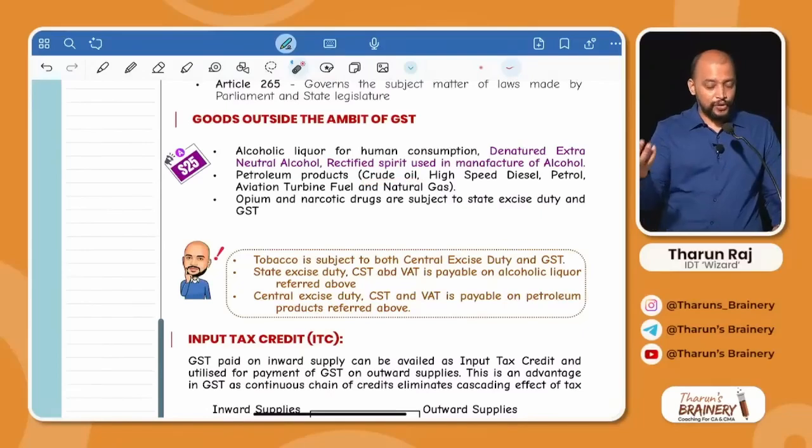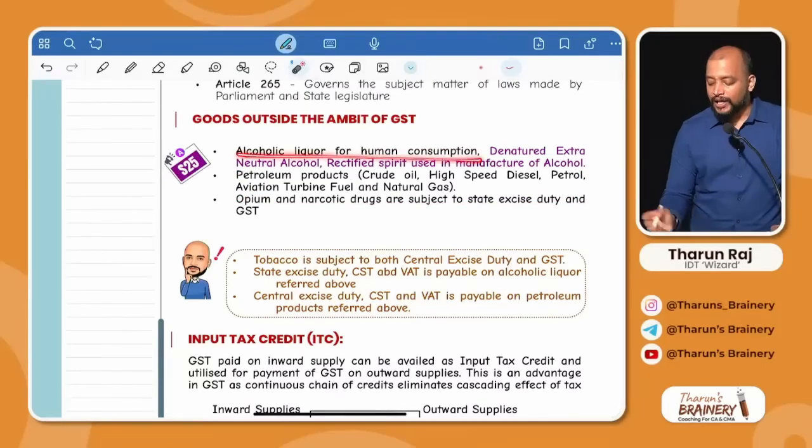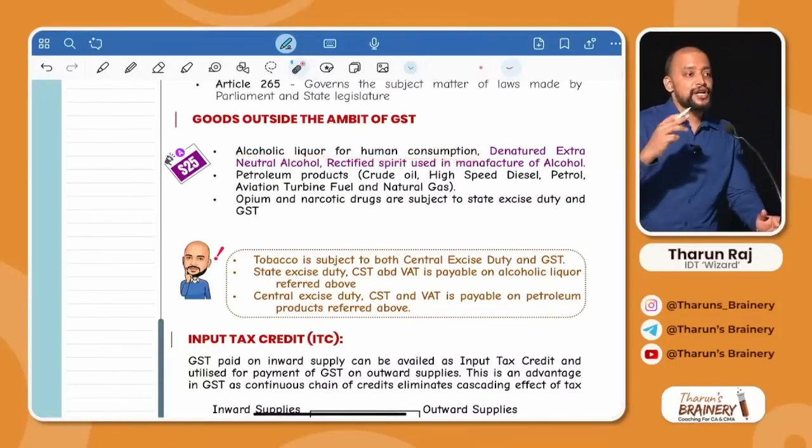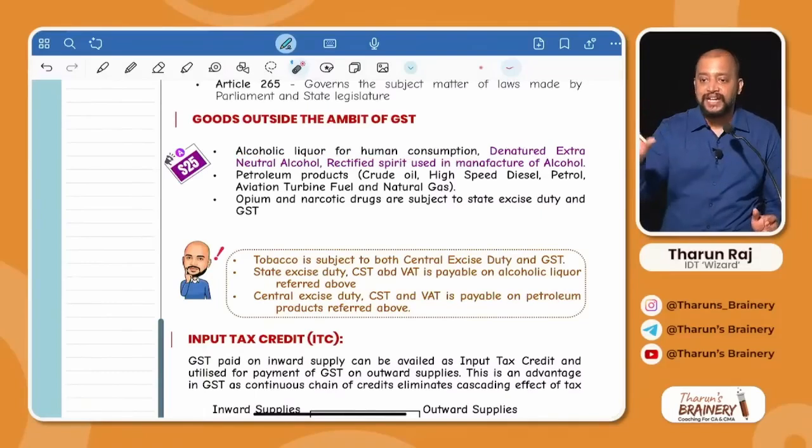Raw material, crude oil. Then aviation turbine fuel is used in flights, helicopters, etc. So these are the petroleum products which are excluded from GST. Also, alcoholic liquor for human consumption is excluded from GST for May 25 exams.